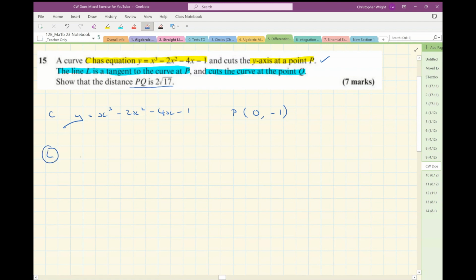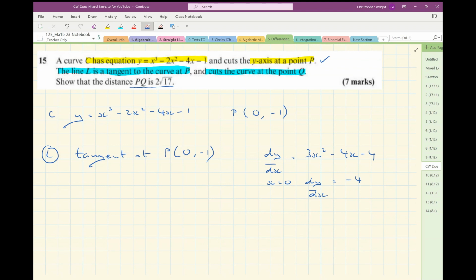Now L is the tangent to the curve at the point P, isn't it? So I've got a point already, the point P, so I need to know the gradient of the curve at that point. So let's get the gradient function by differentiating my curve. And now let's evaluate that gradient function when x equals 0. When x equals 0, the gradient of the curve, and hence the gradient of the tangent, is minus 4.